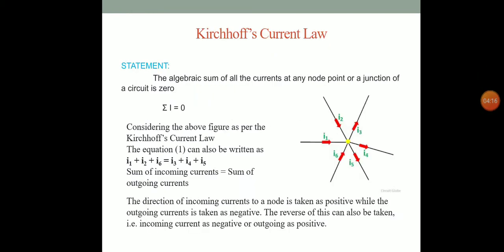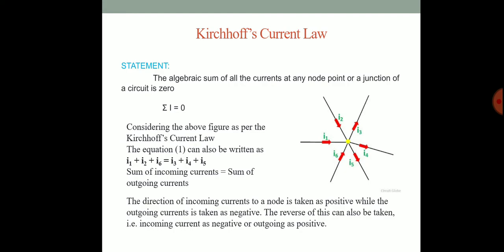Now we see Kirchhoff's laws. The first law is Kirchhoff's current law. The statement of Kirchhoff's current law is that the algebraic sum of all the currents at any node, point or junction of a circuit is 0. So it is the summation of I equal to 0. That is, the entering current minus the leaving current is 0.